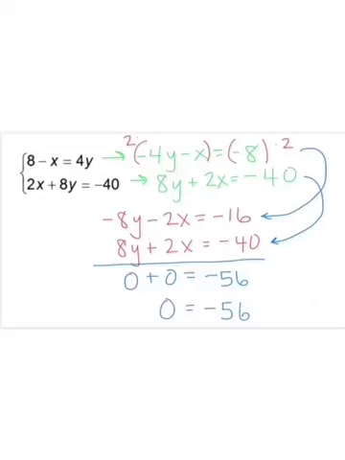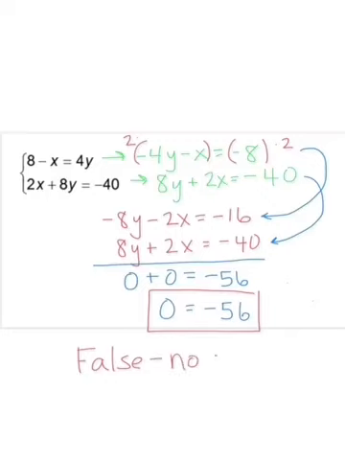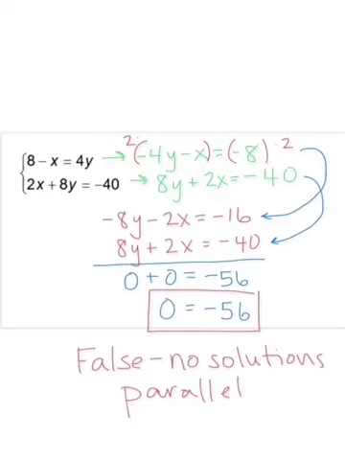Then when we subtracted, we ended up with 0 equals -56. Well, that is a false statement. 0 does not equal -56. It doesn't today and it won't tomorrow. So if we have a false statement, that means that there are no solutions. And the only type of graph where we have no solutions in a system is parallel lines. So if your variables are eliminated and you end up with a false statement, then you know that your lines must be parallel because there are no solutions.